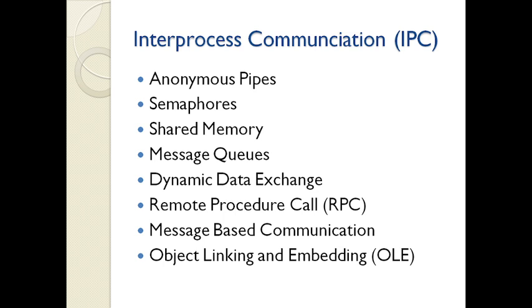IPC has a number of types. There are different types: anonymous pipes, semaphores, shared memory, message queues, dynamic data exchange, remote procedure call, message-based communication, and object linking and embedding. These are the different interprocess communication mechanisms. Let's see them one by one.